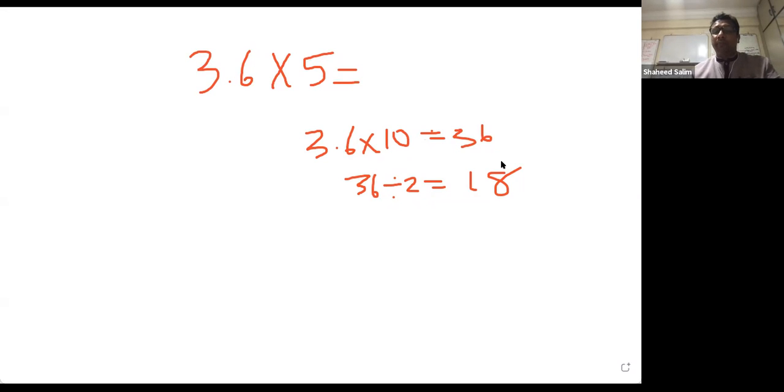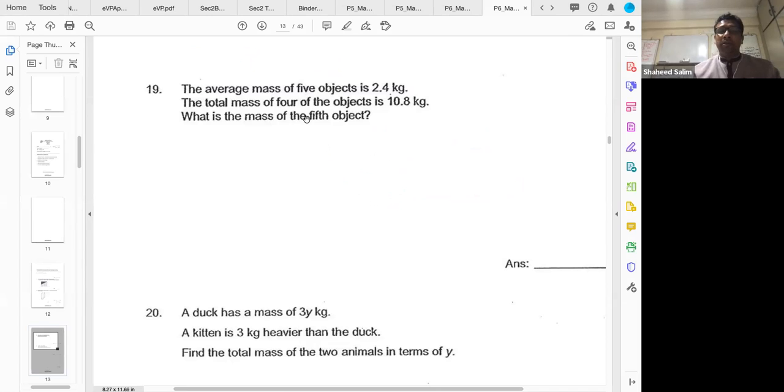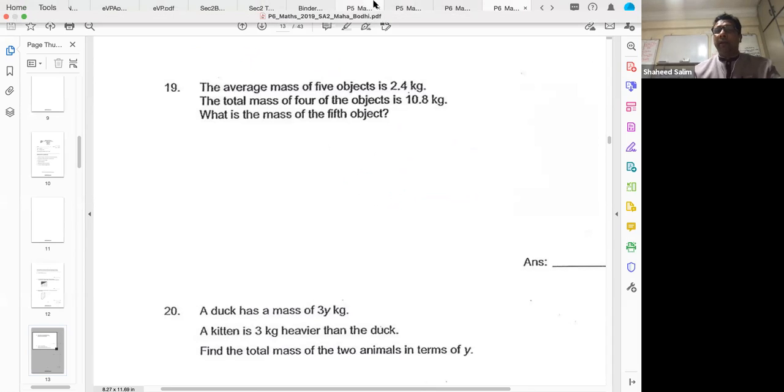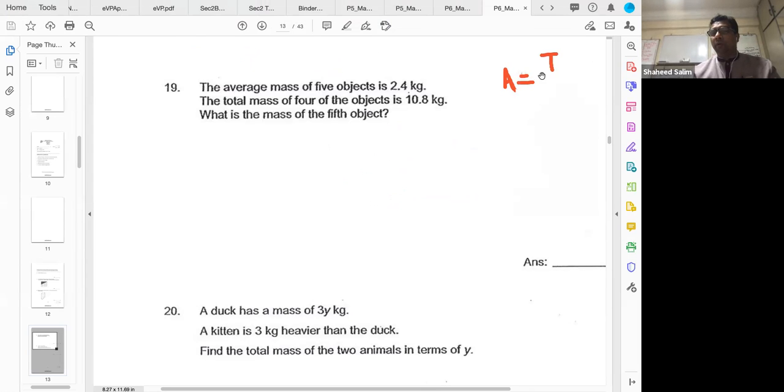Okay, we go back to this one now. Same thing. Now you must find the total of the 5 objects. Remember the average formula. You must remember average equals total over number. You want to find the total. You remember, ton.